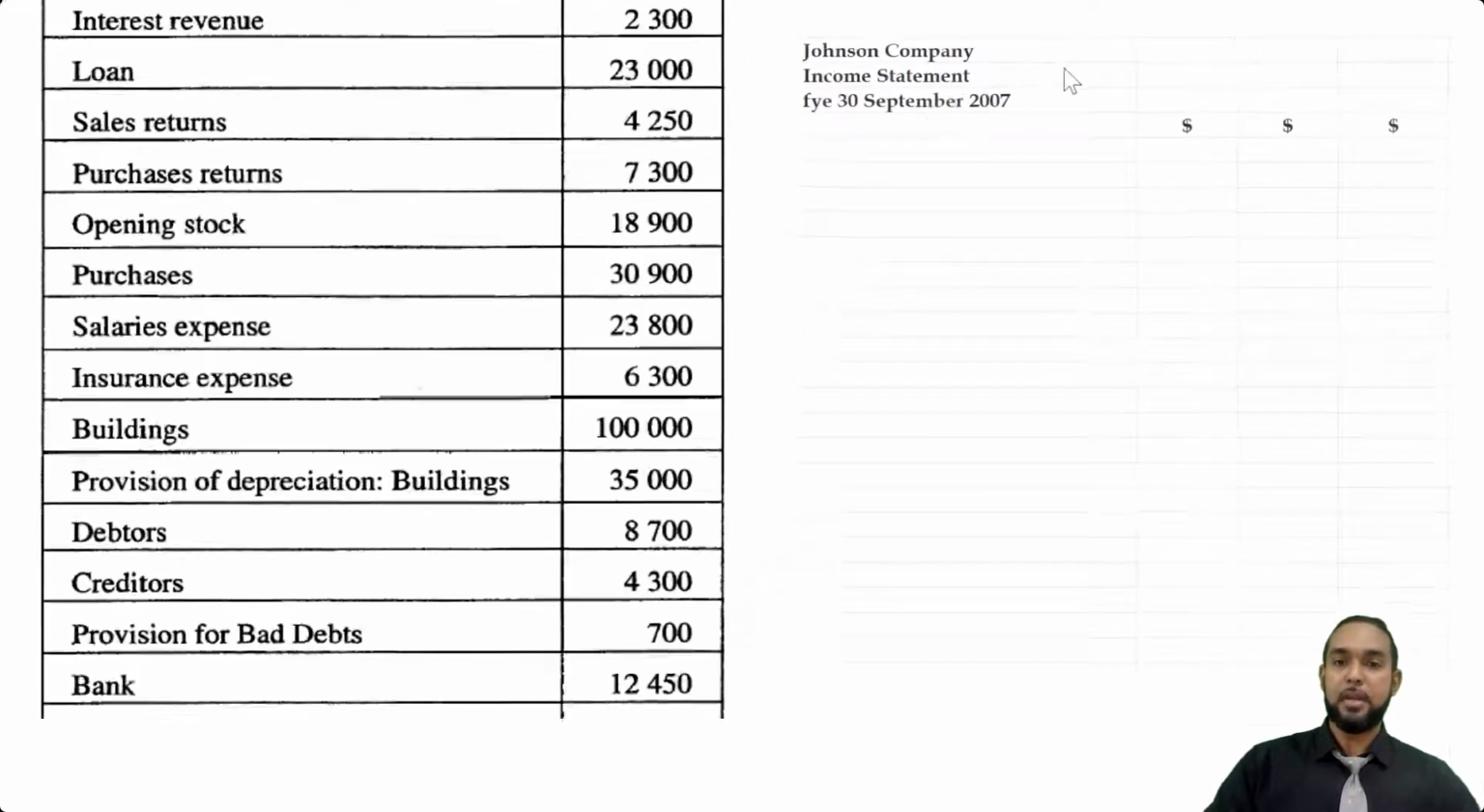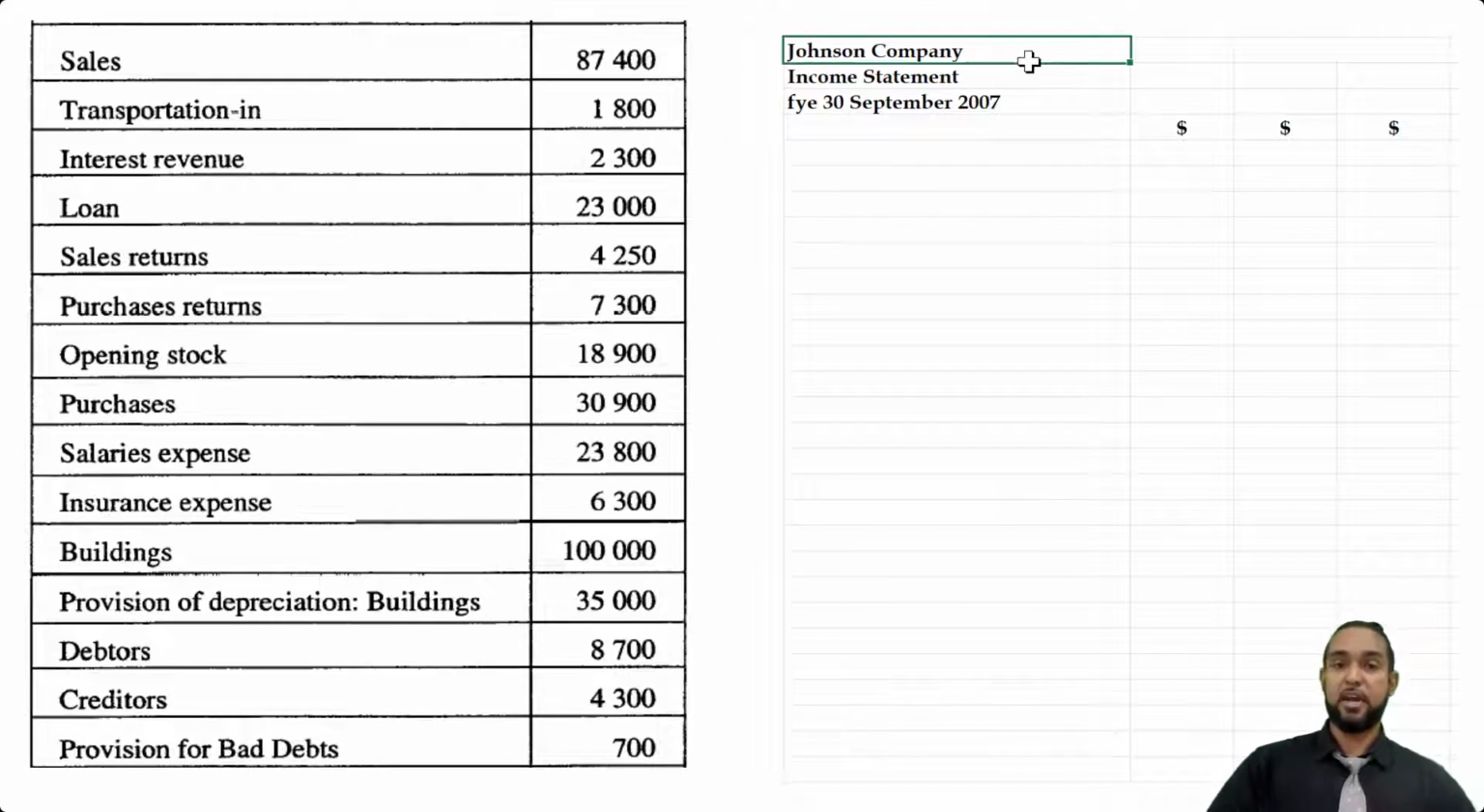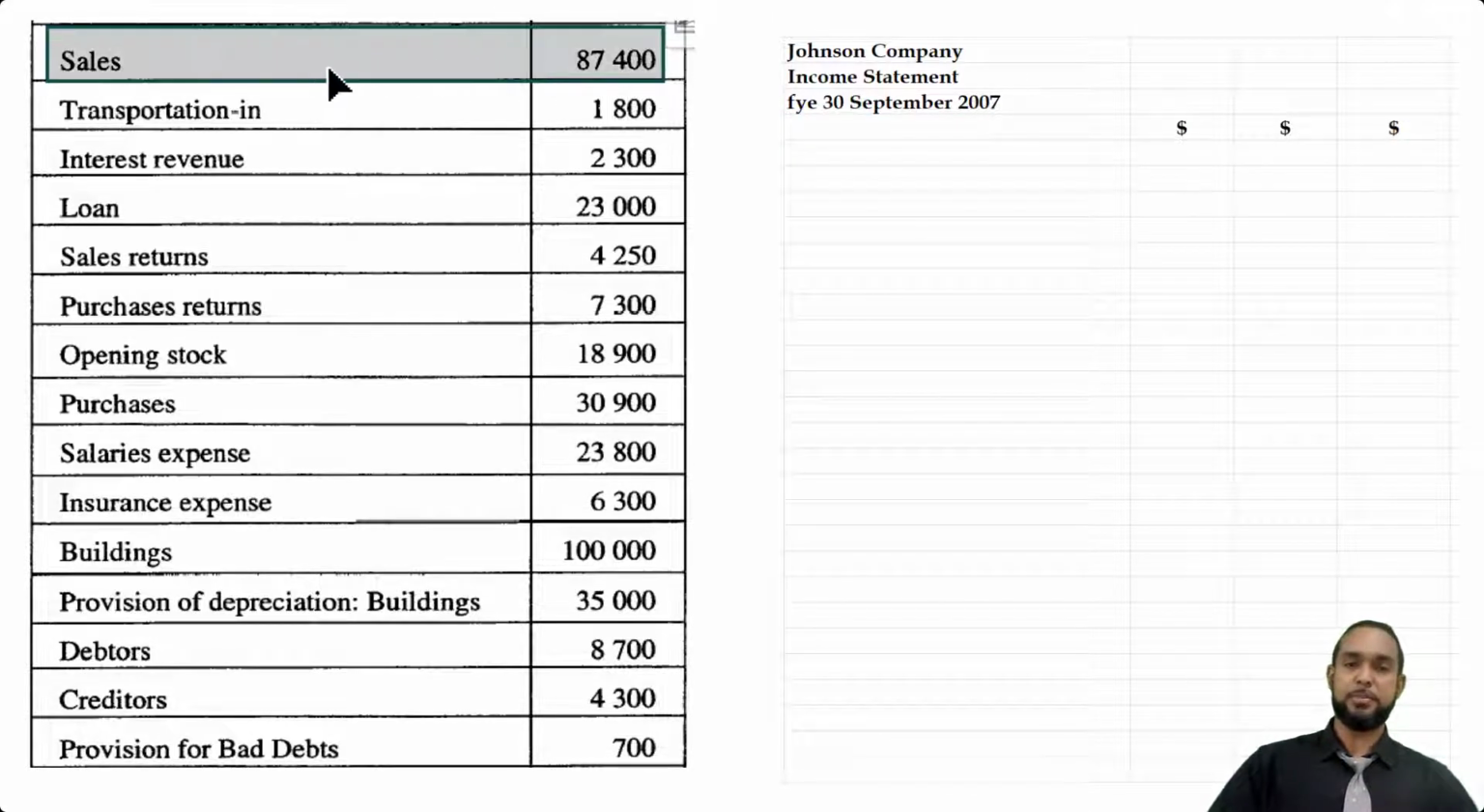So I'm going to pull up my income statement format here. So of course, don't forget to head up. Johnson Company income statement, FYE is for the year ended 30th September 2007. So as we know, the first item to go inside of an income statement usually is the sales or the revenue figure, which in this case is 87,400. So we're just going to populate that very quickly here.